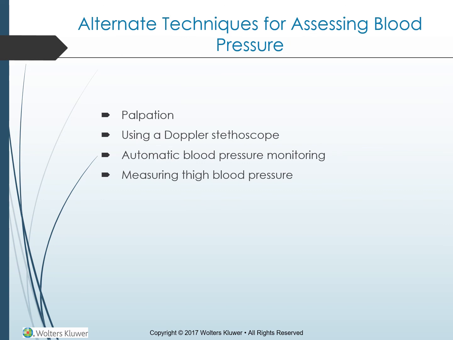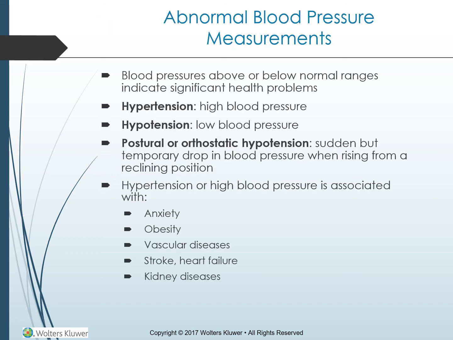Alternative techniques for assessing blood pressure include palpation, using a Doppler stethoscope, automatic blood pressure monitoring, and measuring thigh blood pressure. Abnormal blood pressure measurements: blood pressure above or below normal ranges indicates significant health problems. Hypertension is high blood pressure. Hypotension is low blood pressure. Postural or orthostatic hypotension is a sudden but temporary drop in blood pressure when rising from a reclining position.